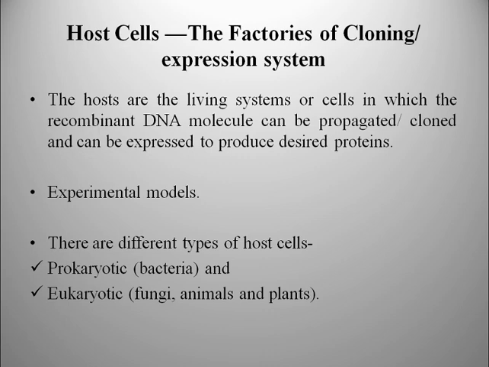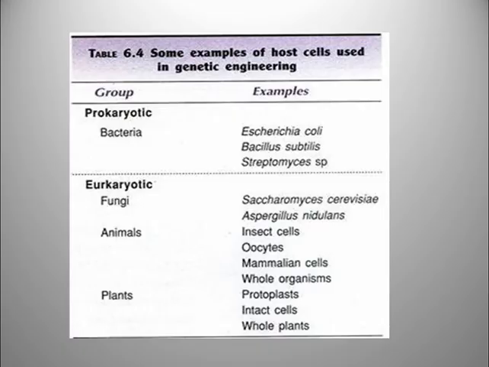Now, host cells work as experimental models, means there are a number of host cells, prokaryotic as well as eukaryotic cells, which we use for carrying out various experiments, for cloning experiments, for production of various proteins, right? So there are different types of host cells. Prokaryotic cells, mainly bacterial cells. In case of eukaryotes, fungi, animal cells, plant cells, even insect cells, mammalian cells are used as host cells. Now these are the examples of host cells which we are using in genetic engineering.